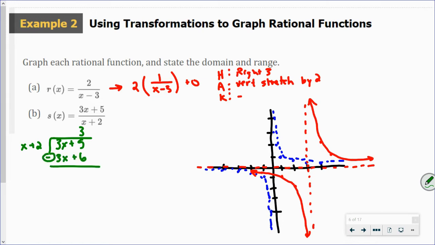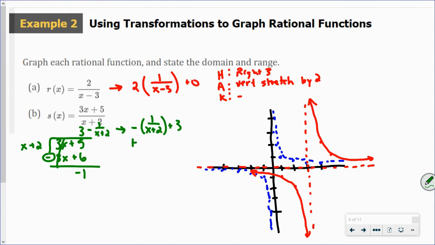Do my subtraction. These cancel. 5 minus 6 is -1. So I get minus 1 over x plus 2. And you can kind of see this looks like the HAK form. If I rearrange things just a little bit, I have negative 1 over x plus 2 plus 3.